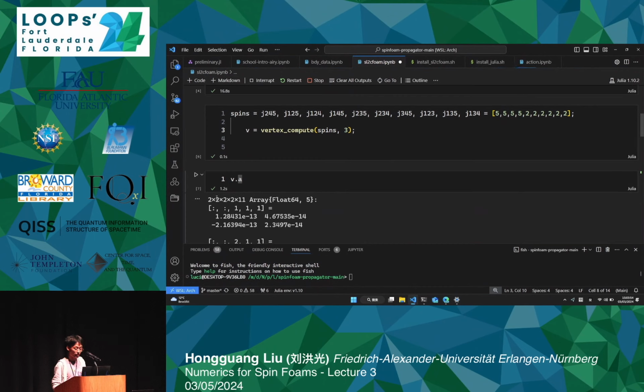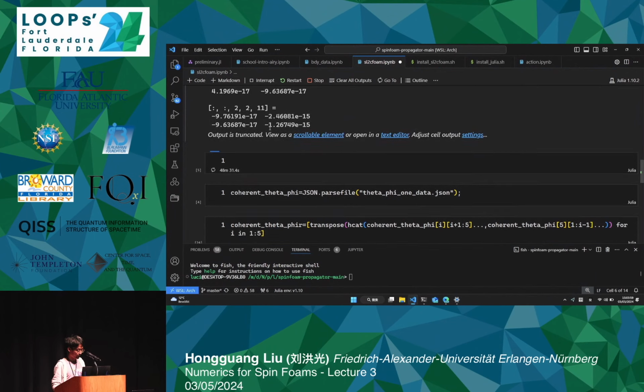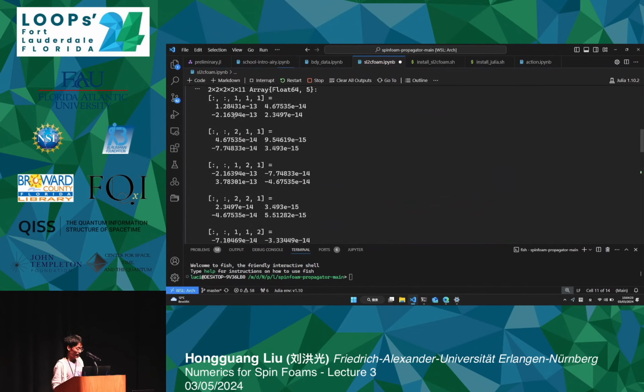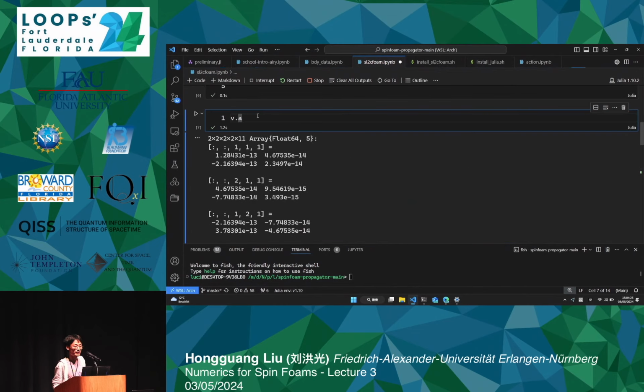Why is it 2, 2, 2? Because for each triangle, I think I write it here. This is the spins for each tetrahedron, and then you can estimate the dimension of the internal space. So for the first four, the dimension is 2. For the final one, the dimension is 11 because it goes from 5 minus 5 to 5 plus 5. You have 11 intertwiners, and for this one, it's 2. So this is the 4-matrix of the amplitude. If you are only interested in the internal space, that's enough.